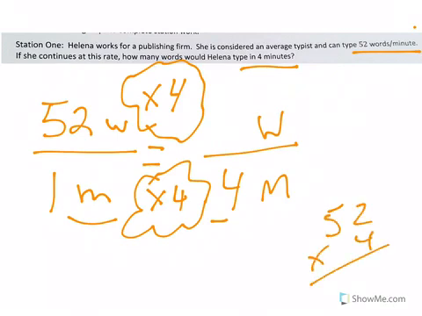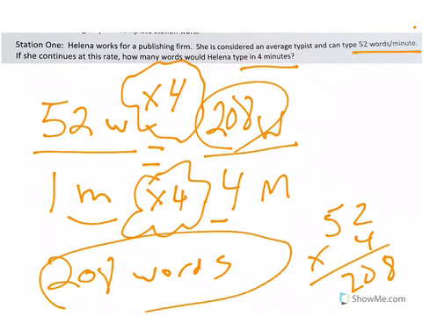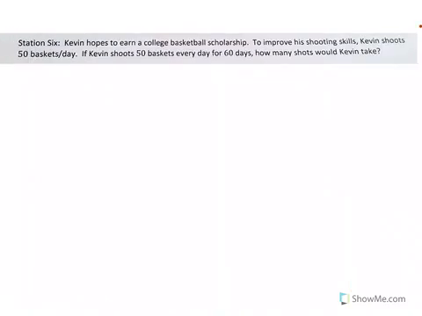We can do the math down here. 4 times 2 is 8. 4 times 5 is 20. She would type 208 words, which we would write out here. Or to write it in a complete sentence, we could say Helena would type 208 words in 4 minutes. Okay, one more problem here, and I'll show you the original method again. So either one you want to use, whatever works for you. However you get to the correct answer and you're comfortable using.